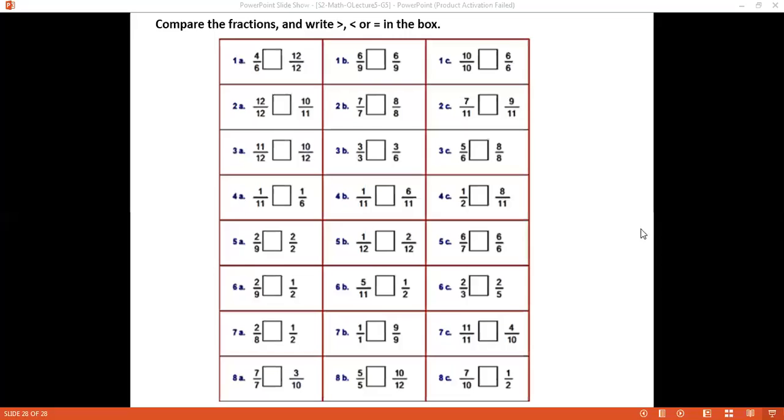Let's see. Yalla, I'm going to choose one for you. Can you do 2 over 3 and 2 over 5? Which one is bigger? 2 over 5. No, yes, miss, it's 2 over 3. Because when I have the same numerator, the smaller the denominator, the bigger the fraction.